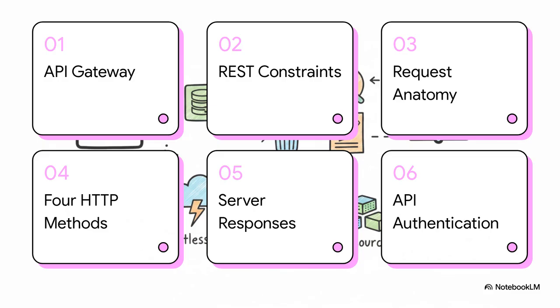Okay, let's just quickly look at our roadmap so we keep the cognitive load light today. We're going over the API resource gateway, RESTful architectural constraints, the anatomy of a request, those four main HTTP methods, reading server responses, and finally, API authentication and security.